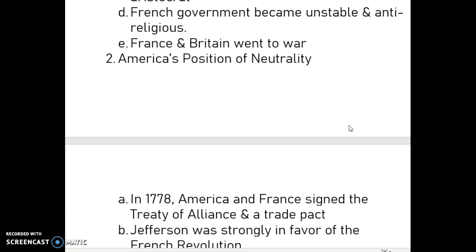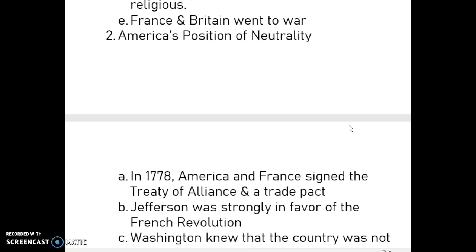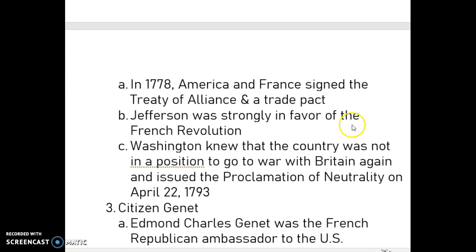Now, obviously, Britain was not going to come to us for help with regards to this war, but France did come to America and say, hey, we helped you in your American Revolution. We need you to help us in ours. However, Washington realized that we were not in a position, not with our army and not with our finances, to go through another revolution. And so he declares a position of neutrality, saying, if it doesn't involve America, we are just not going to get involved in foreign wars.